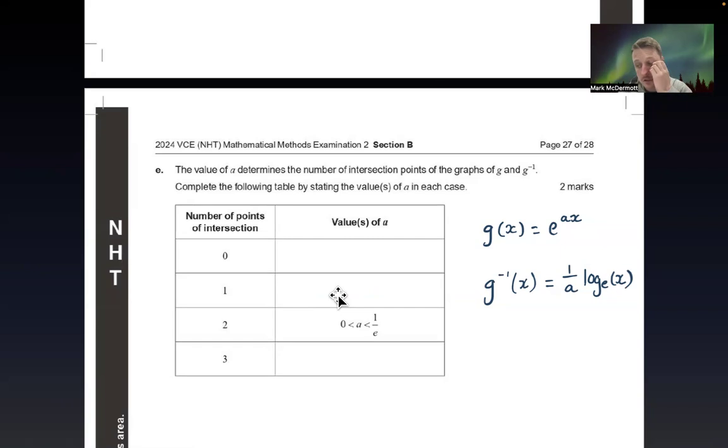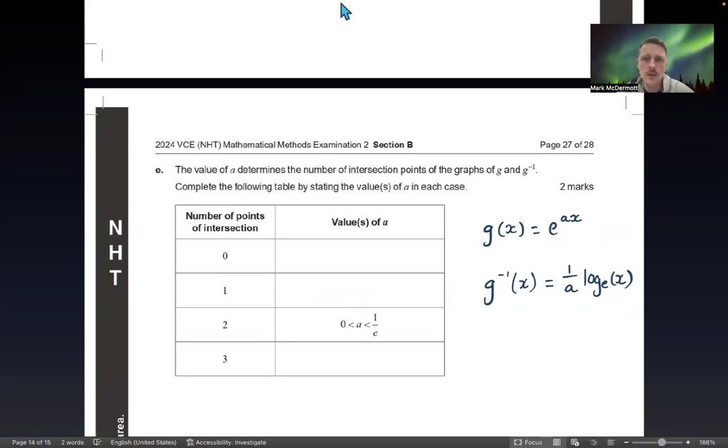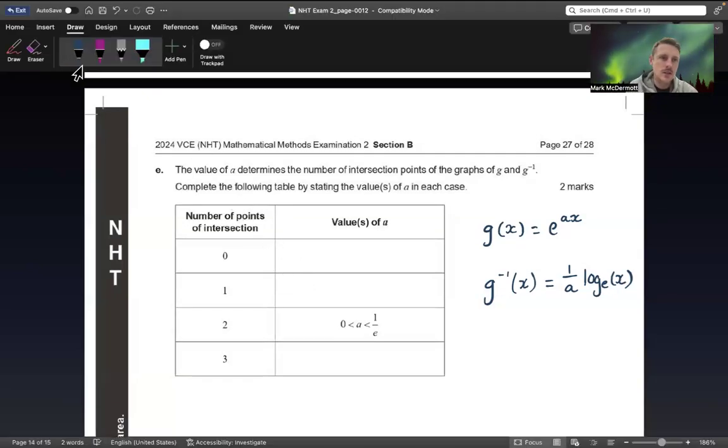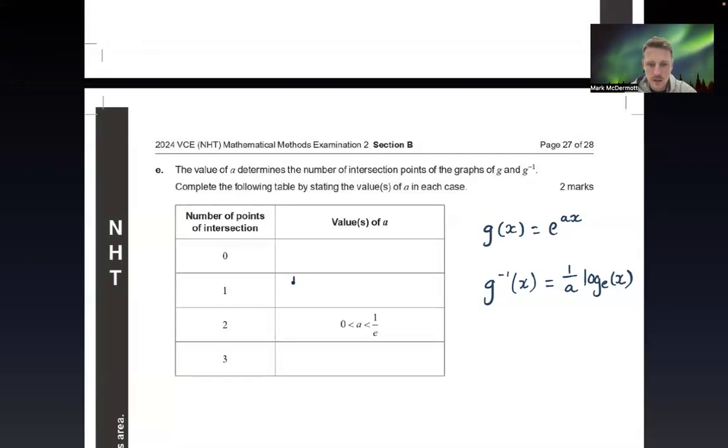Let me have a think. Okay, so yeah, you get 1 intersection at 1 on E, because that's when they just touch. You also get 1 intersection, and how you're supposed to know this in an exam when there's time pressure is just beyond me.